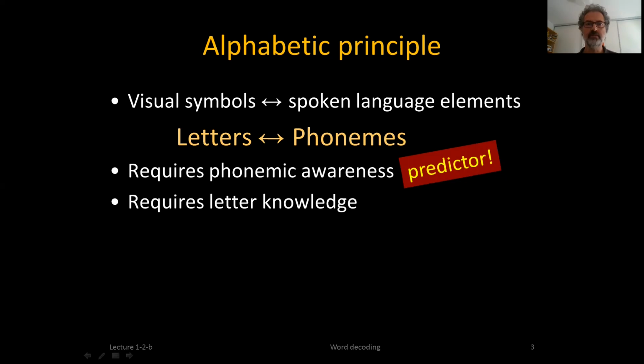Also, you need to know the letters, obviously, and then, of course, their sounds. So learning the letters of the alphabet, their shapes first, and the sounds they map onto is a prerequisite for being able to use the alphabetic principle. And this is also a very strong predictor. Knowledge of the letters of the alphabet and their sounds is a very reliable predictor of progress in learning to read in beginning readers.